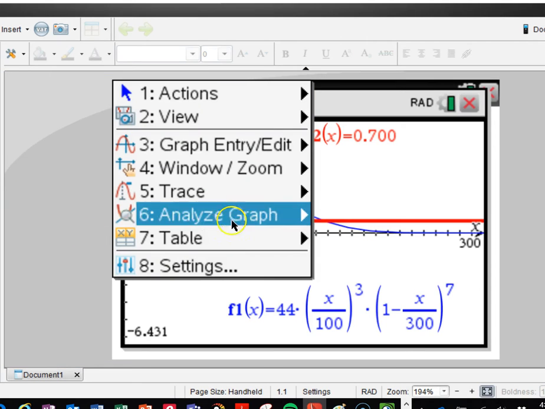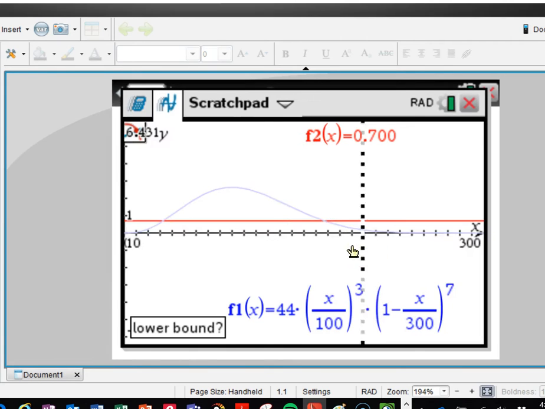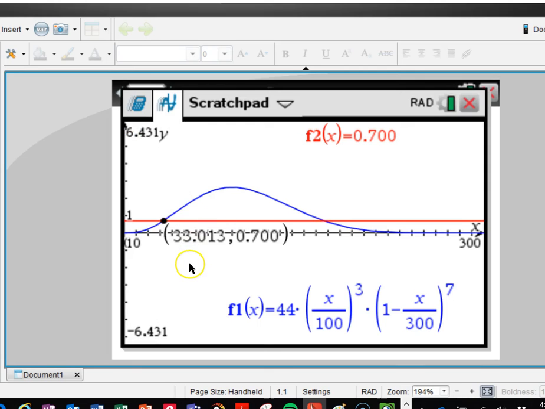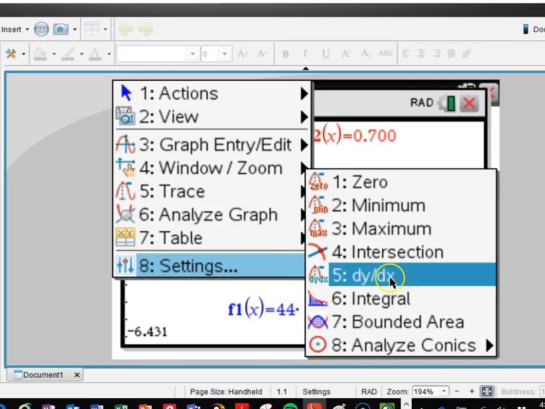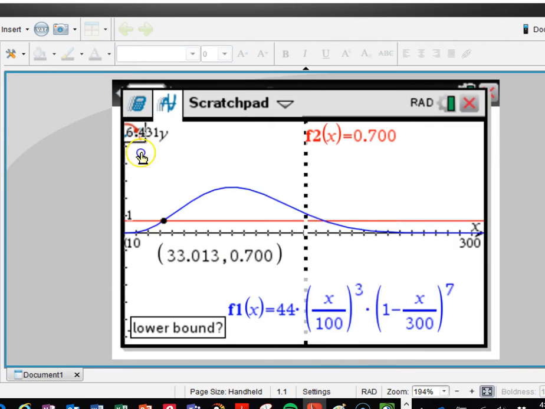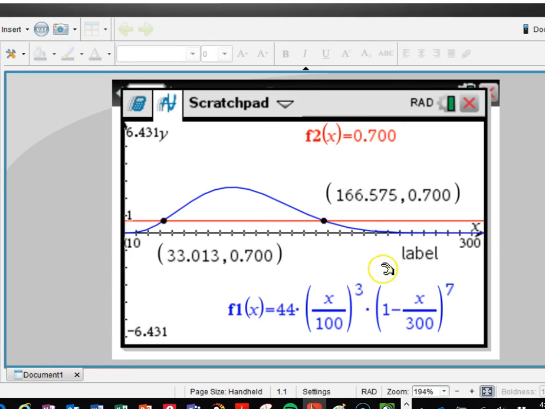So let's actually figure out where these points are. I'm going to do menu, analyze graph, intersection, a little to the left, a little to the right. The first intersection point, 33.013. Menu, analyze graph, intersection, a little to the left, a little to the right, 166.575. Yep, just want to confirm that those are the right values.